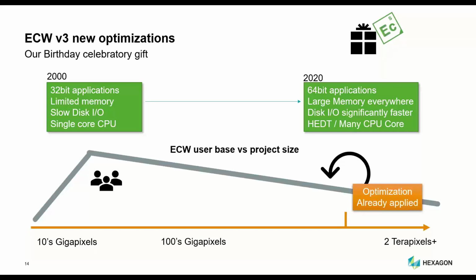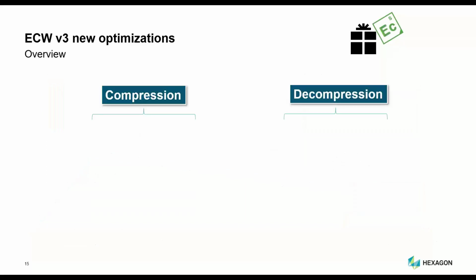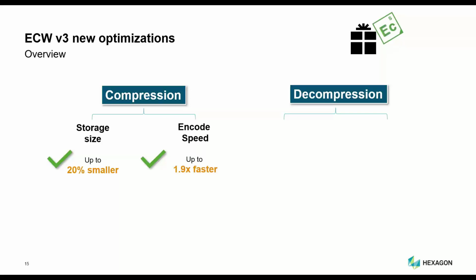So what does this actually mean, Chris? Storage size requirements will be 10 to 20% smaller. Encode or compression speed will be almost 2 times faster in many cases. Image quality, importantly, will be identical. And decoding speed will be up to 50% faster.